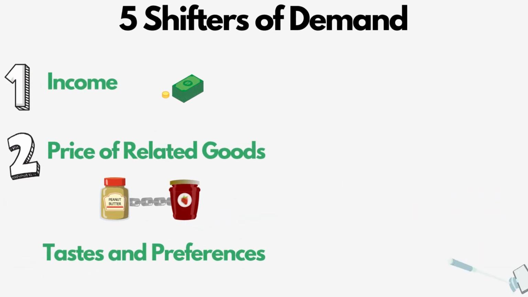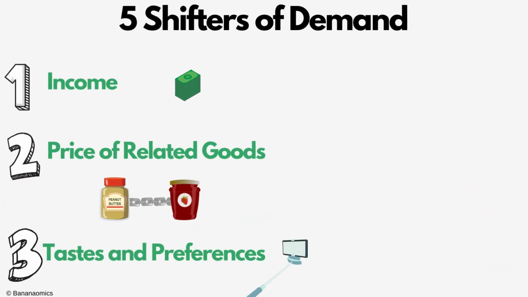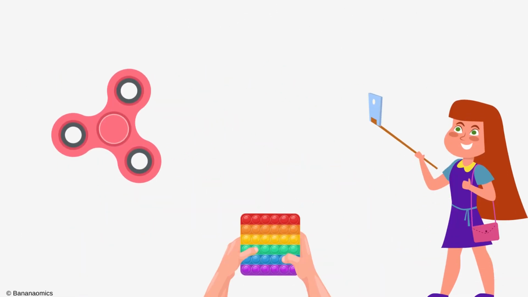Another shifter of demand is tastes and preferences. This shifter causes demand to change in alignment with trends and popularity. For example, a selfie stick or a fidget spinner were products in great demand at one time, but not anymore.